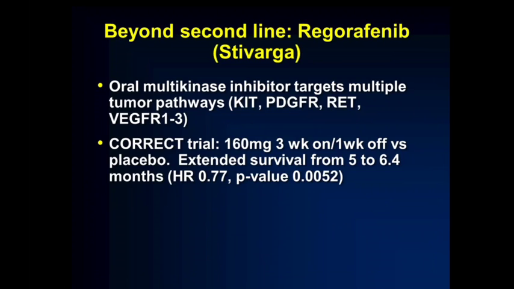Okay, now moving on. So going beyond second line, that was a little bit of an interruption to discuss side effects of each of these agents. Moving on to beyond second line, regorafenib or Stivarga is an oral agent, and it blocks multi-kinases, including KIT, PDGFR, RET, VEGF-R 1 through 3. And the CORRECT trial is really what established the efficacy in this. There's extended survival, again, for about a month and a half, from 5 months to 6.4 months, as with any of these VEGF inhibitors.